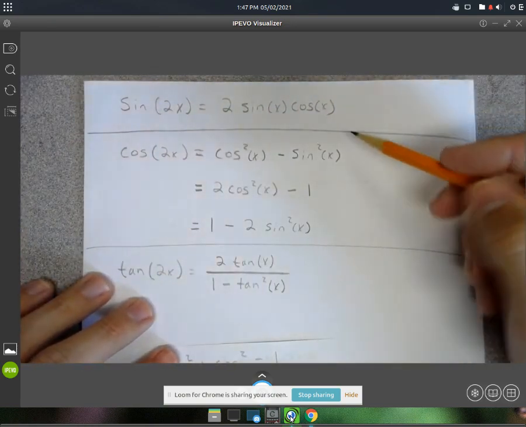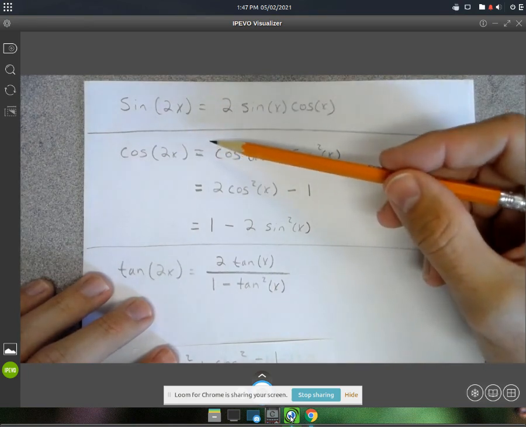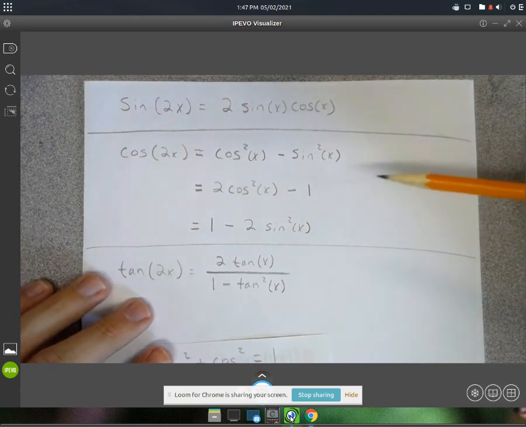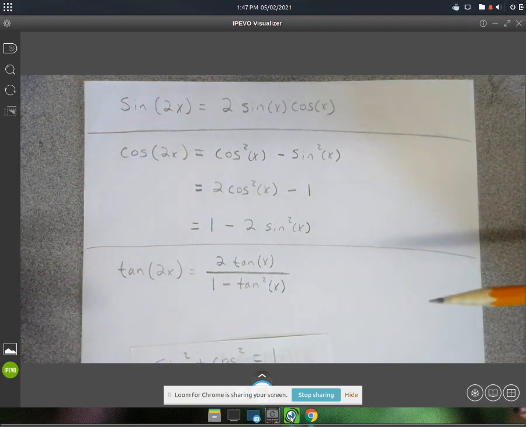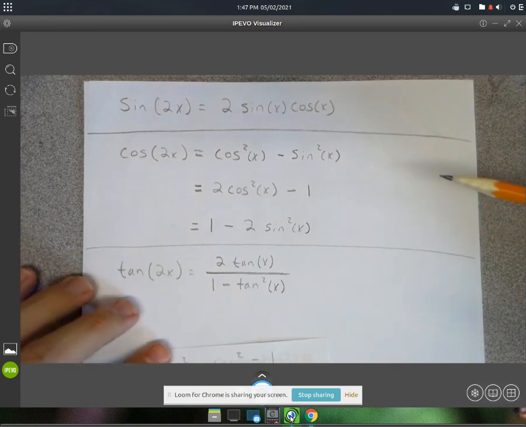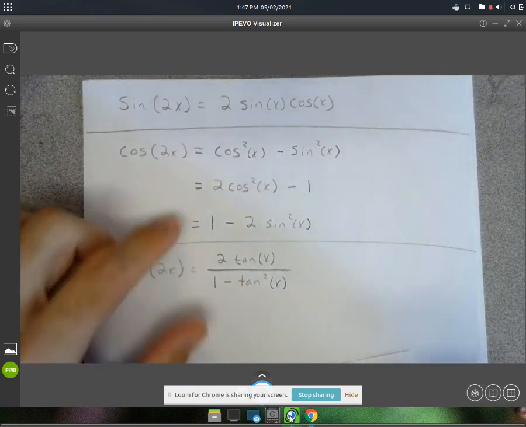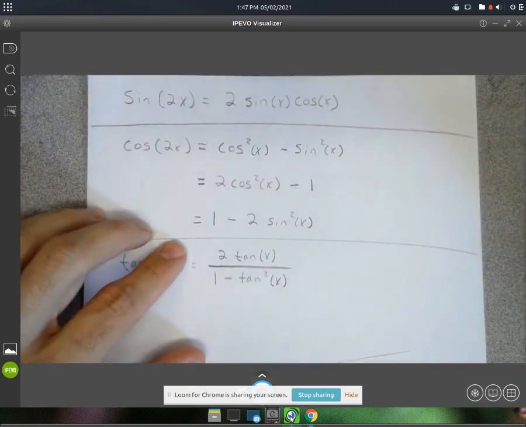But the thing to notice here is that for cosine of 2x, the double angle formula for cosine, there's 3 of them. And although it's kind of intimidating, like, oh my gosh, which one am I supposed to use? It's a good thing that we have 3 of them so that we're able to apply it in a number of ways. You'll see sometimes we use one versus the other, and it is handy. So I'm just going to show real quick how we get these other 2.